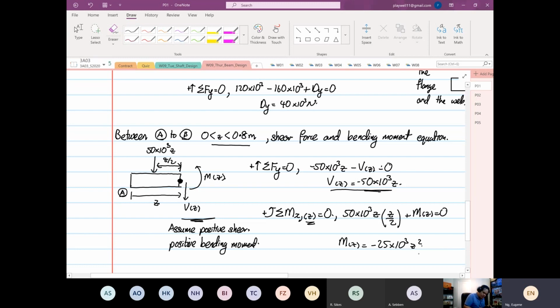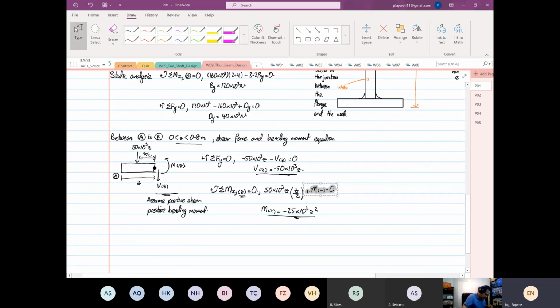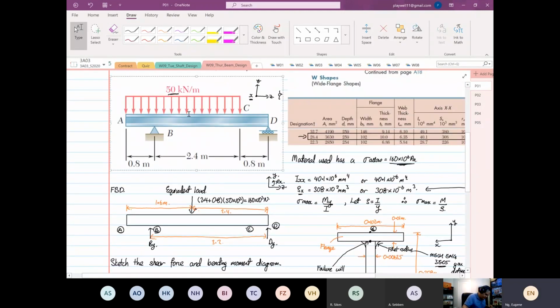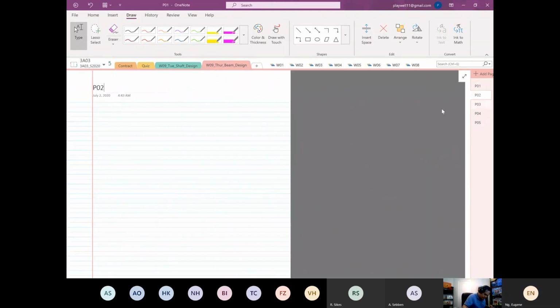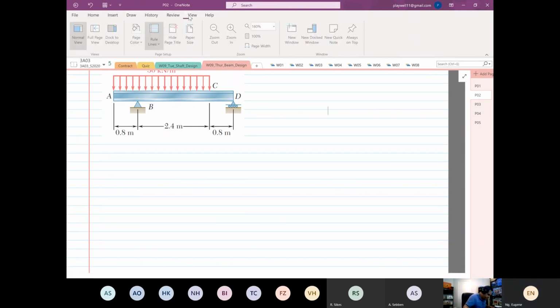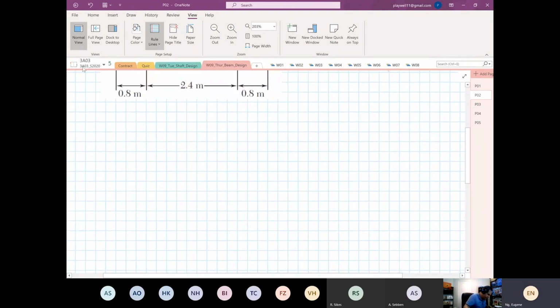Okay, so now we're going to look at this function to sketch out our shear force and bending moment diagram. So how much space? I'm going to use the next page. I'm going to copy this diagram. Okay, so we're going to sketch our shear force and bending moment diagram.